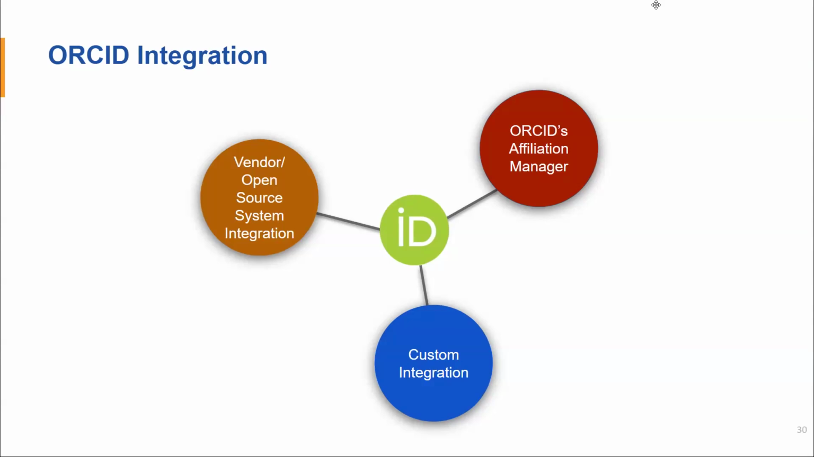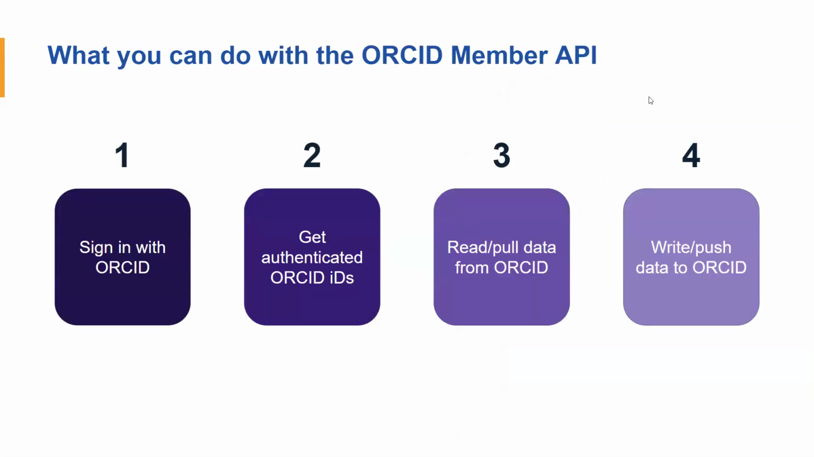Now on the next slide, these three types of integration use the ORCID member API. So we've talked a little bit about what the API can do. The API has essentially four main functionalities that can be used either as a standalone function or in a combination of different functionalities, these four things that you are seeing on the screen.